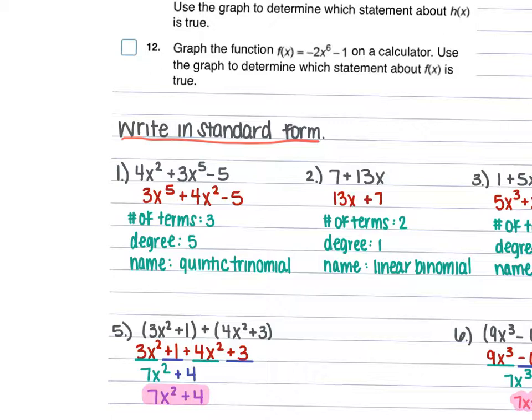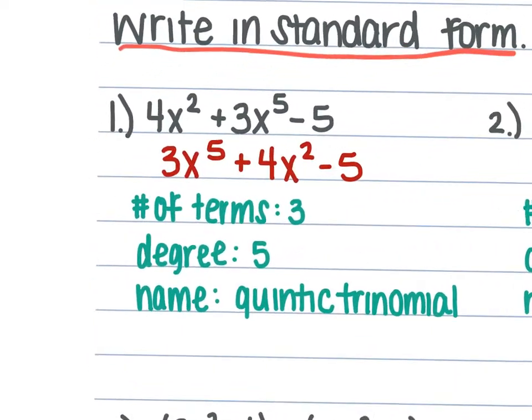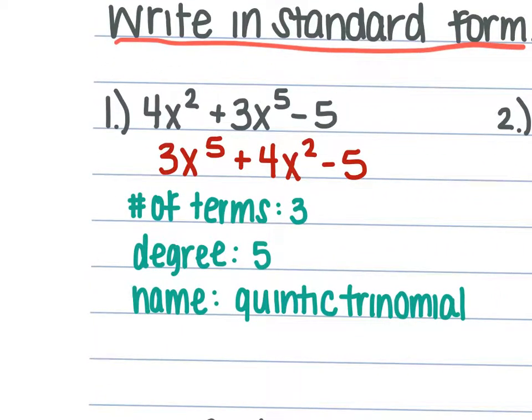So remember we talked about the leading coefficient. You might be asked for the leading coefficient. That's the number in front. So in this first case, what is the leading coefficient? 3. The number that's right out front of the highest exponent. All right. So the leading coefficient is 3.